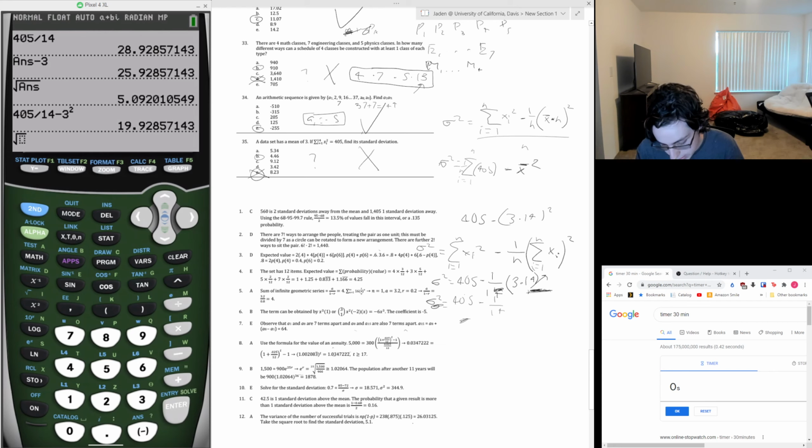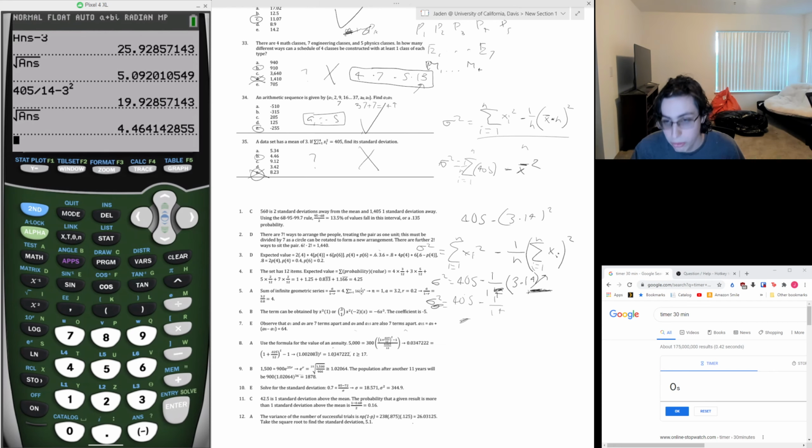Take the square root of that. 4.46. You learn something new every day. It's kind of written in a weird notation that's really not usually that applicable online. But yeah, this is the original formula here.